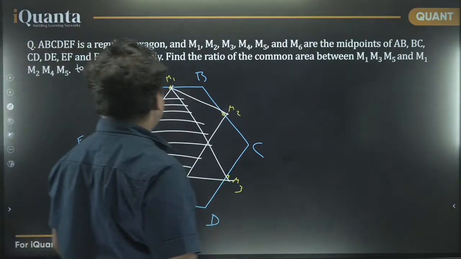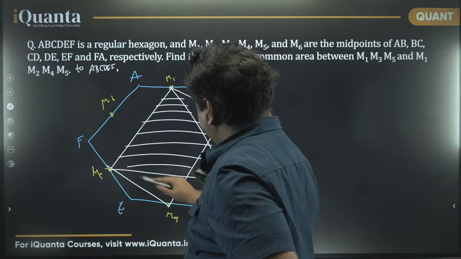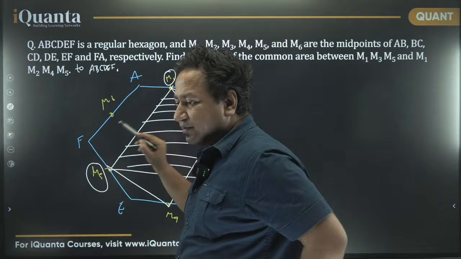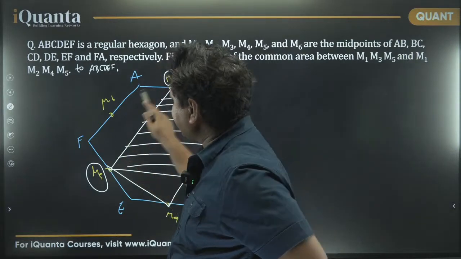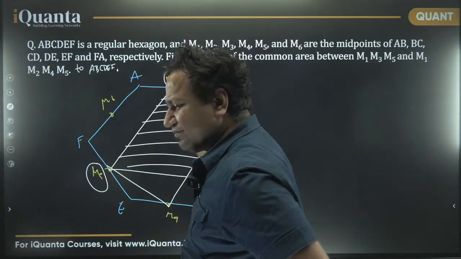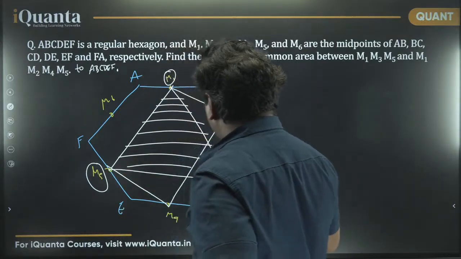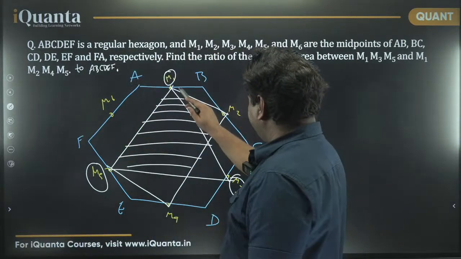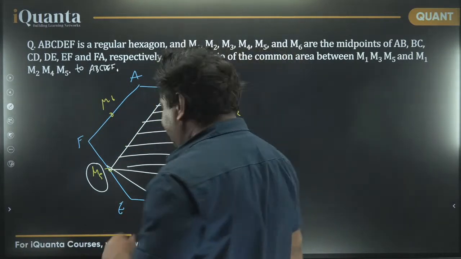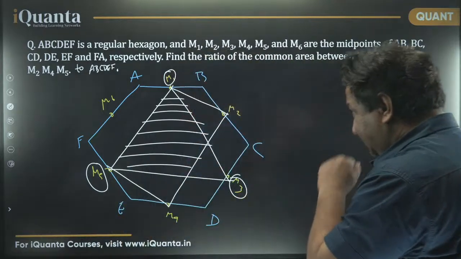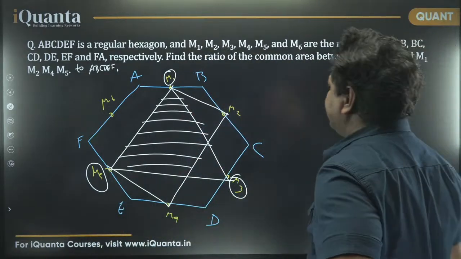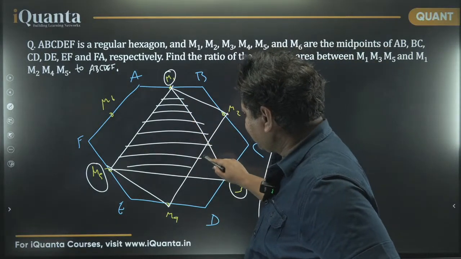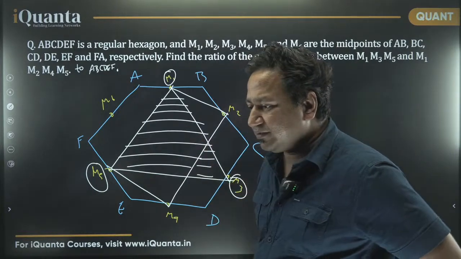If I do this question, there are a lot of ways. We can calculate the area of this equilateral triangle M1, M3, M5. The hexagon is regular, that means sides are equal, midpoints are equally spaced, everything is equally spaced. So if I join M1, M3, M5, I will get an equilateral triangle for sure. If I join M1, M2, M4, M5, I get a rectangle for sure. You can find the area of the triangle M1, M3, M5, then subtract this and get this area.